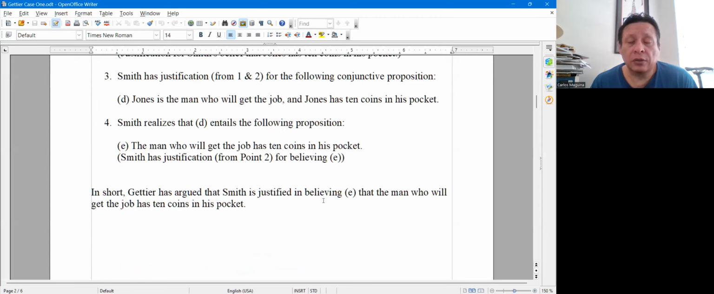Okay, and now to set up his counterexample, the counterexample being a case of someone having satisfied the criteria of JTB, yet who doesn't have knowledge. If he can set up such a counterexample, then he's shown that JTB is not sufficient for knowledge, right? So here comes the plot twist, as we call it.